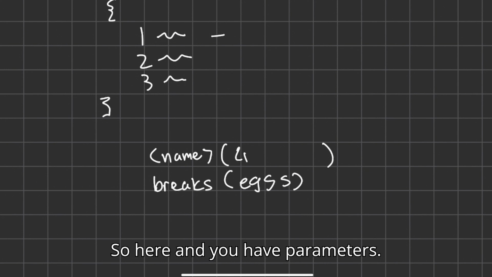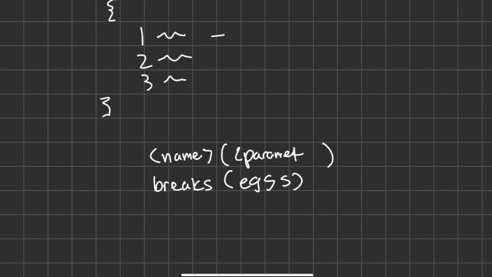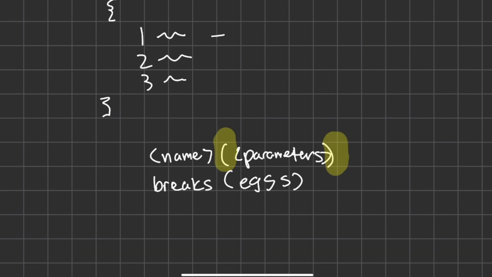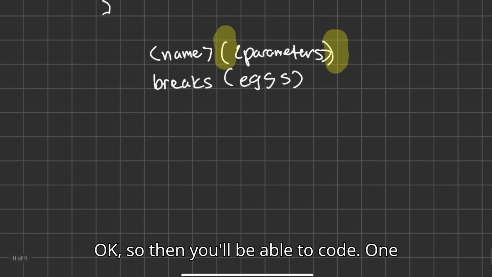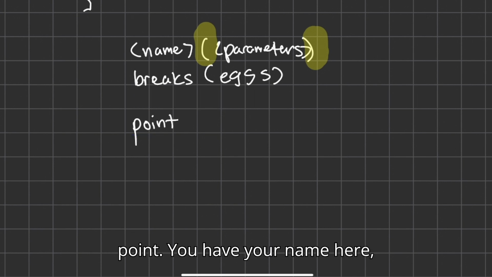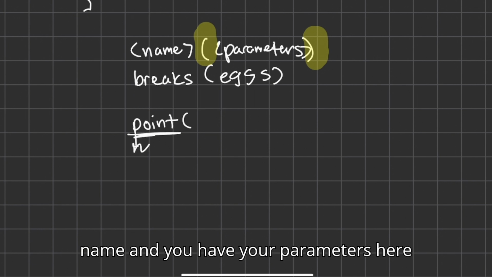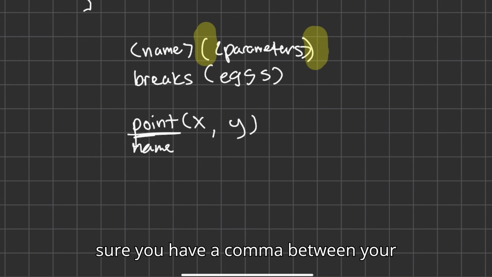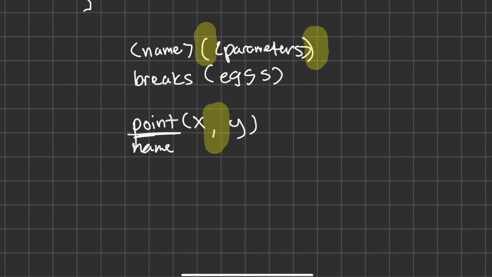Sorry, here, and you'll have parameters. So make sure you have these parentheses. Okay. So then you'll be able to code. One important one that you'll learn is point. For point, you have your name here, and you have your parameters here. The parameters are x, comma, y. Make sure you have a comma in between your separate parameters.